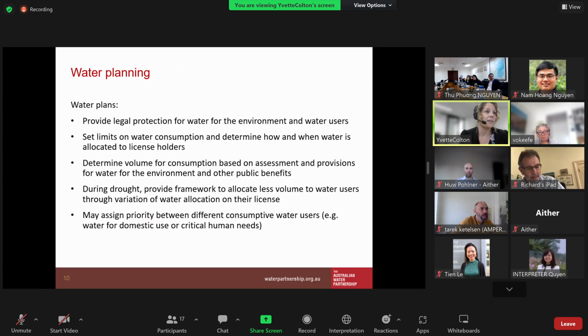During drought, the plan provides a framework for how less water can be allocated to water users through a mechanism of varying or issuing water allocations to their licenses. Generally, those allocation amounts are determined annually based on the determination of available water. They could be adjusted as resource conditions are assessed or improved.